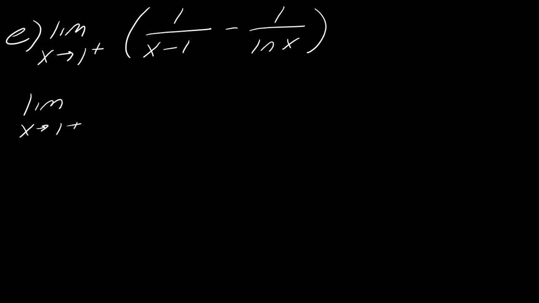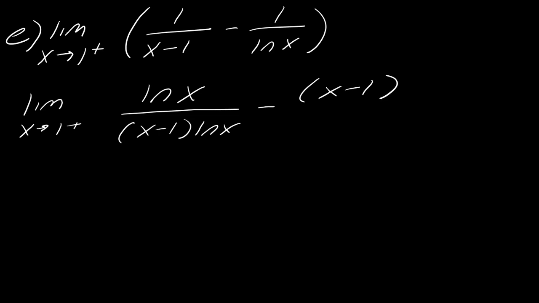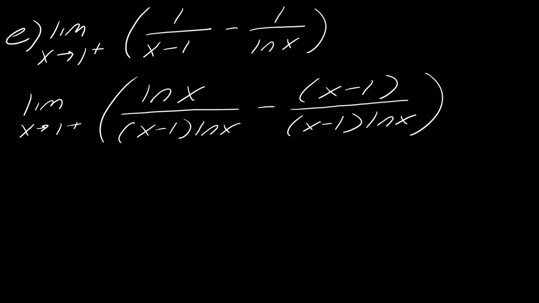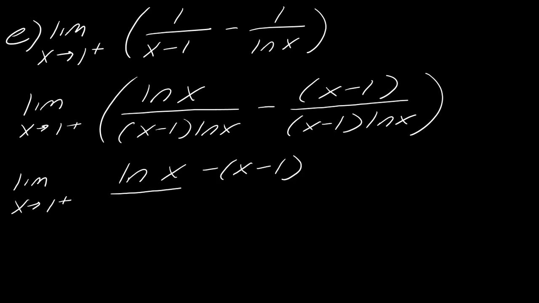So if I want to do that, then what I'm going to do is this is going to be the natural log of x over x minus 1 times the natural log of x, minus x minus 1 over x minus 1 times the natural log of x. So I'm working towards getting to my common denominator. So just be careful when you actually combine these fractions. Oops, so this is the limit as x approaches 1 on the right. So now this is going to be the natural log of x minus x minus 1 over that common denominator.